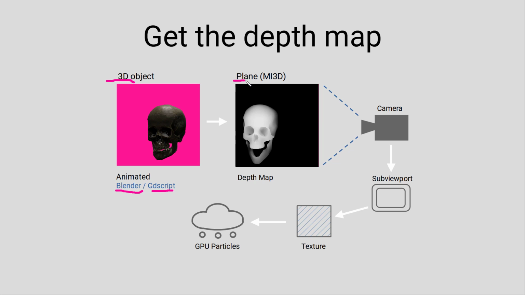Next, we need a plane, a mesh instance 3D. From this plane, we are going to obtain the depth map. Next is a camera to capture the depth map. And then we need a viewport to obtain the texture. And finally, we're going to use a texture inside the GPU particles.